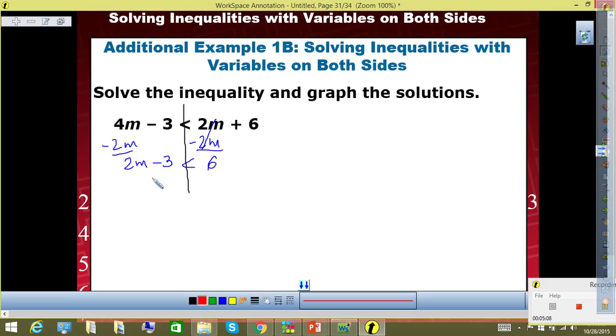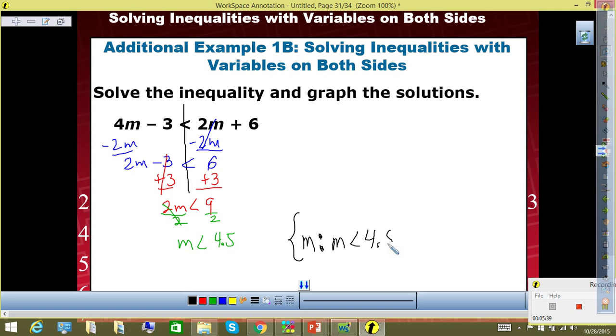From there, everyone, add 3. We're left with 2m less than 9, divide by 2, m less than 4.5. Hands if you got that. Okay. Solution set, here we go. You should have written solution set of m such that m is less than 4.5.